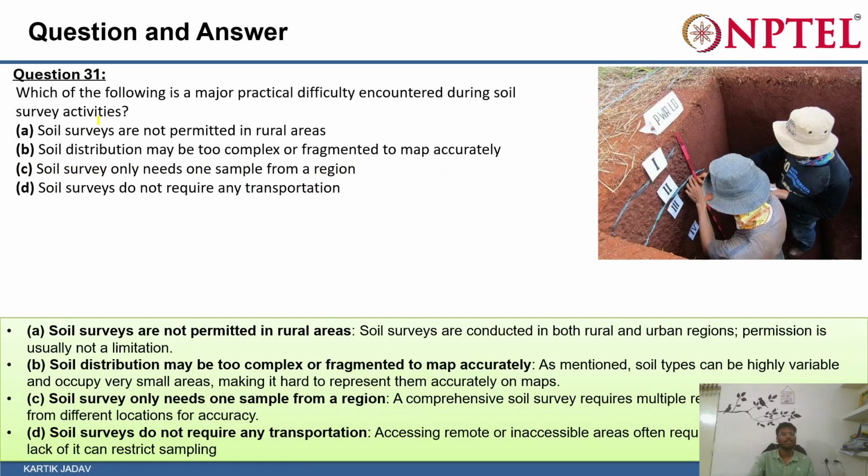Question number 31. Which of the following is the major practical difficulty encountered during soil survey activity? So, soil surveys are not permitted in rural areas. It's not like that. Soil distribution may be too complex or fragmented to map accurately. It may be right. Let's check. Soil survey only needs one sample for one region. That is incorrect. Soil surveys do not require any transport. That is also incorrect. So option B is correct here: soil distribution may be too complex or fragmented to map accurately.